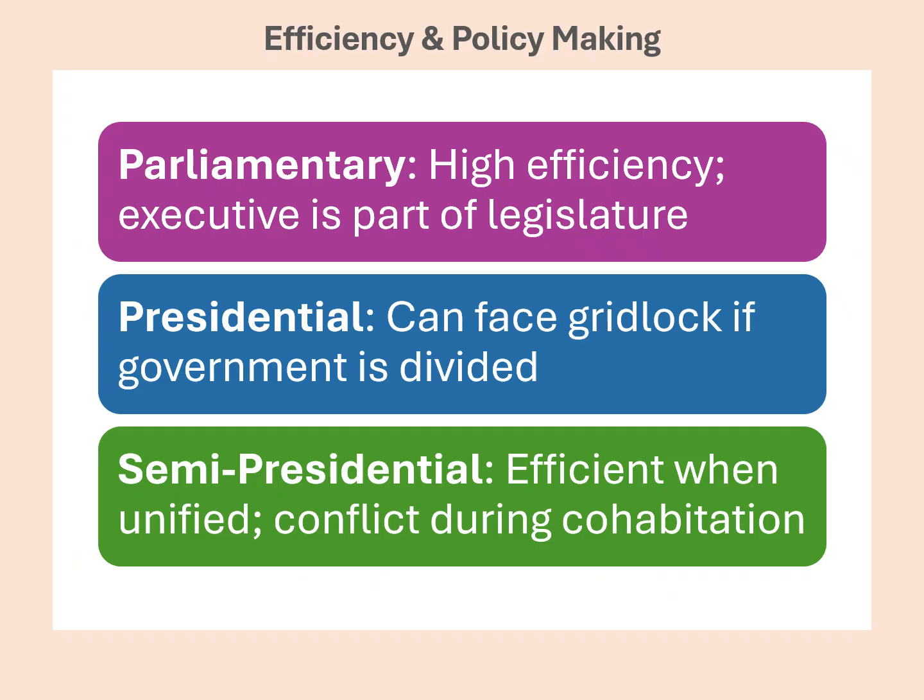So let's compare how efficient these systems are in making and implementing laws. Parliamentary, very efficient, since the executive is part of the legislature. Passing laws is much smoother. Presidential systems can face gridlock. If different parties control the presidency and the legislature, things might not get passed into law. And of course, semi-presidential varies. If the president and the prime minister cooperate, it's efficient. If not, cohabitation can cause delay and conflict.